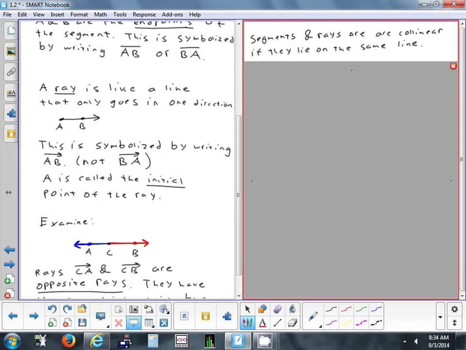So segments and rays can be collinear. Just like I said, points can be collinear if they're on the same line. Well, segments and rays can be collinear if they're on the same line. Okay? If you were to draw a line through all of the points A, B, and C, these two rays would be collinear. They would be two rays both on the same line.